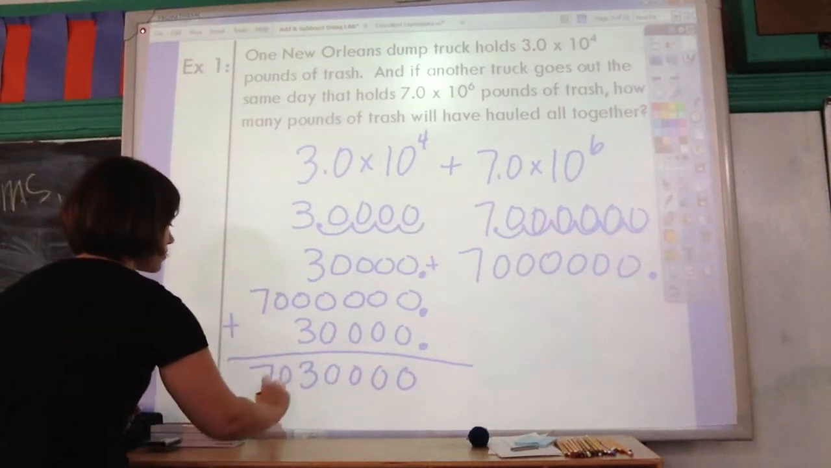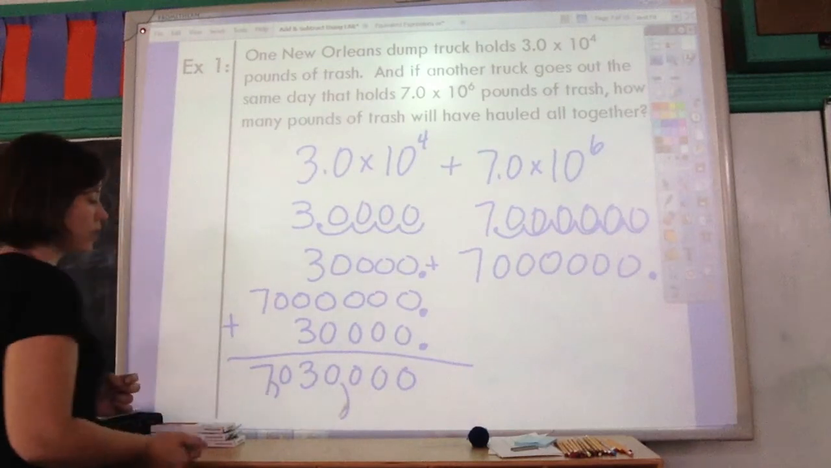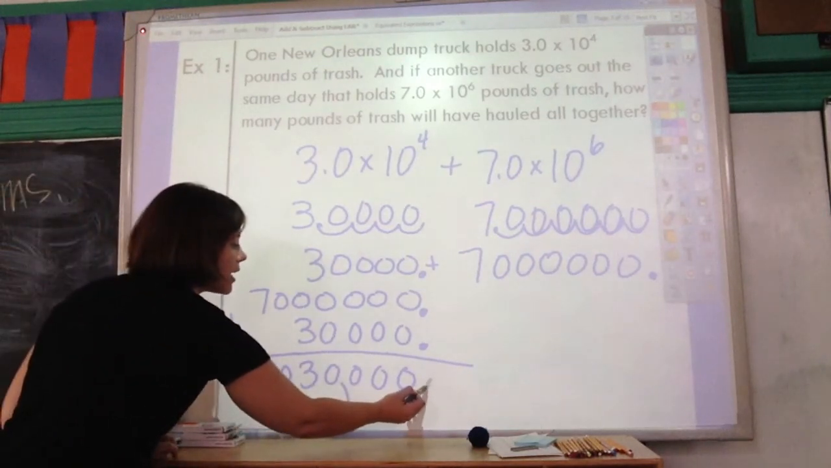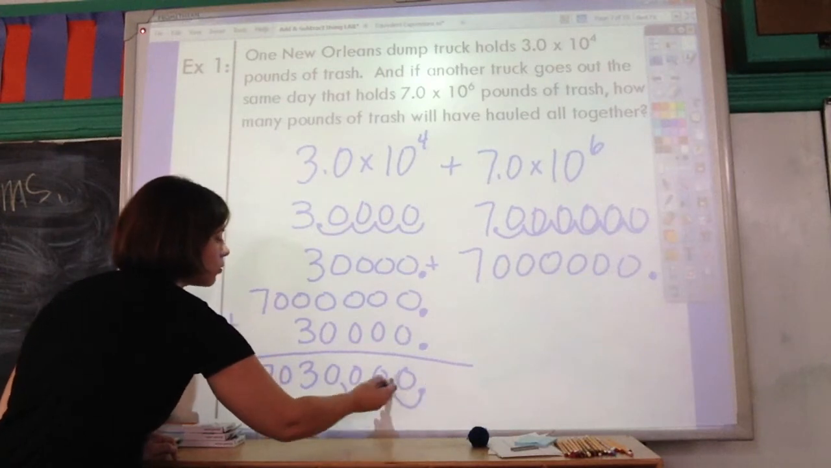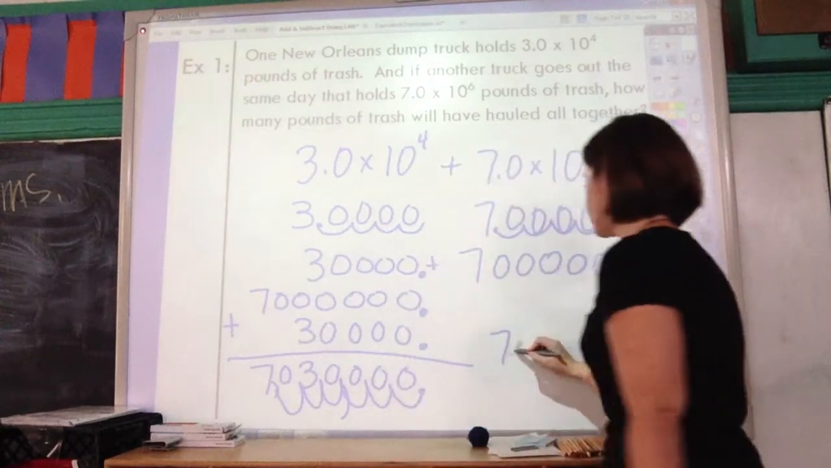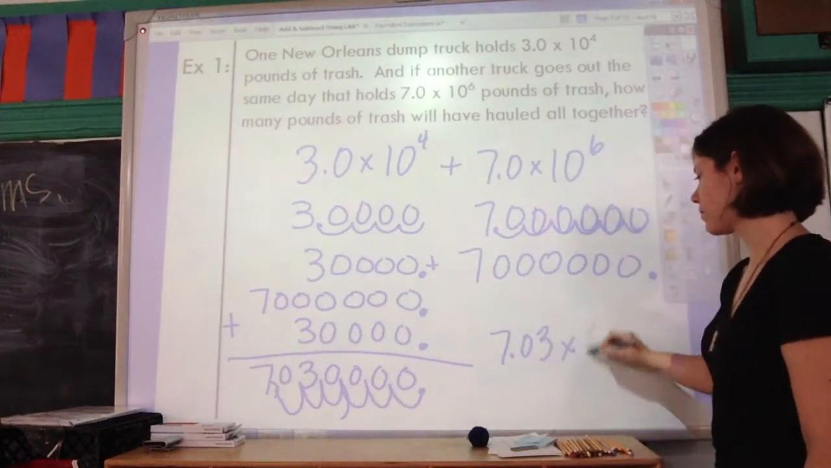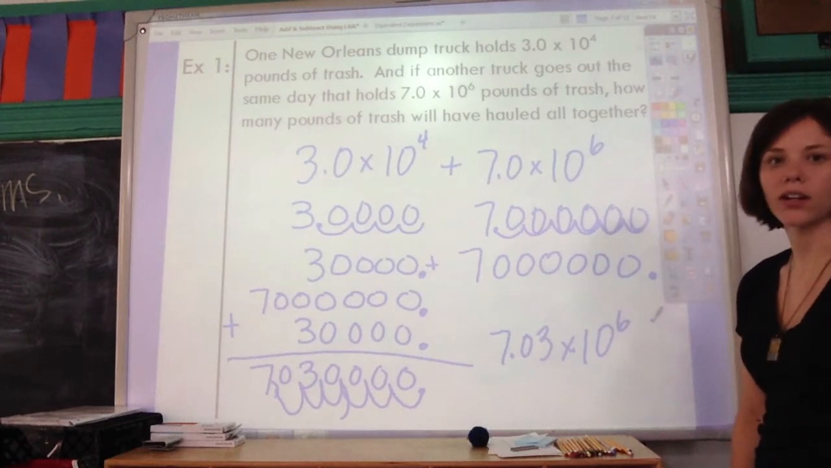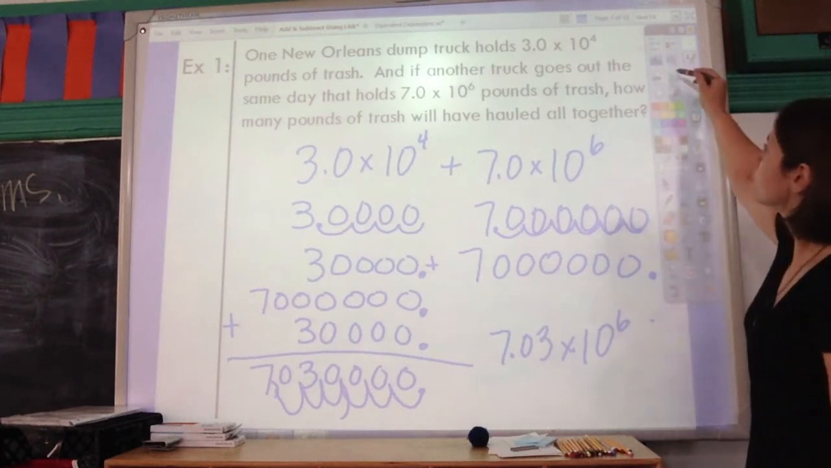And this is 7,030,000. If I turn this back into scientific notation, I grab my invisible decimal and scoop it in 1, 2, 3, 4, 5, 6 times: 7.03 times 10 to the 6th. Same answer either way. Let's do another one.